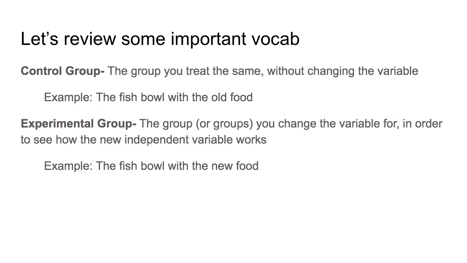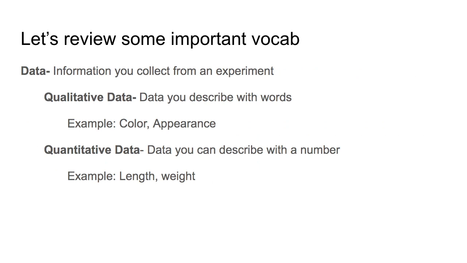And there's always at least 2 groups in the experiment. The control group is the group you treat the same. You don't do anything special to the variable, like the fish bowl with the old food. We're using it as good information for comparison. The experimental group is the one that you change the variable for in order to see how the new independent variable works, like the fish bowl with the new food. All this time, you collect data, which is information that you can get from an experiment. Qualitative data is data you can describe with words, and quantitative data is data you can describe with a number.